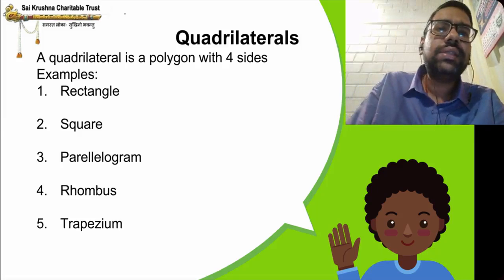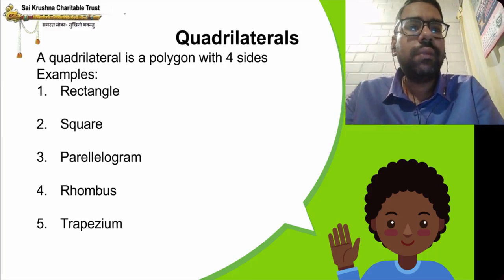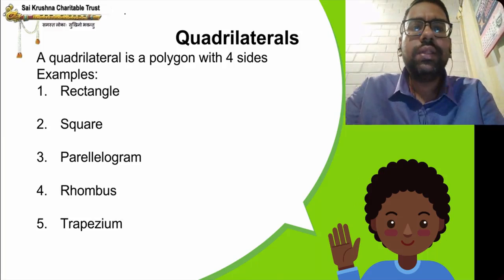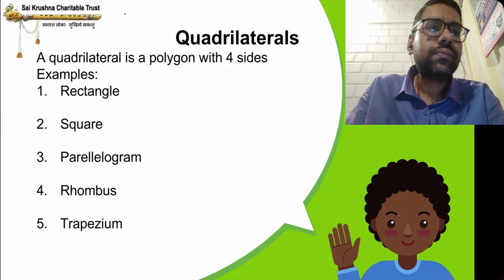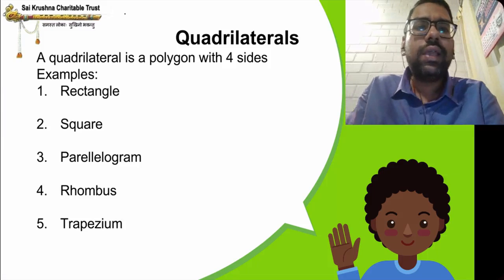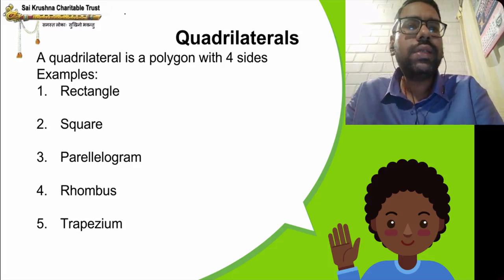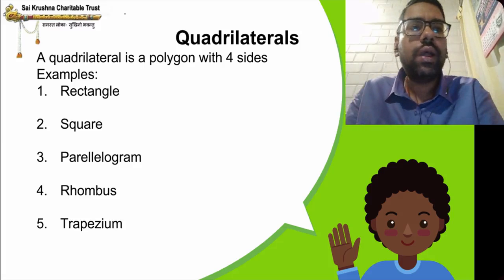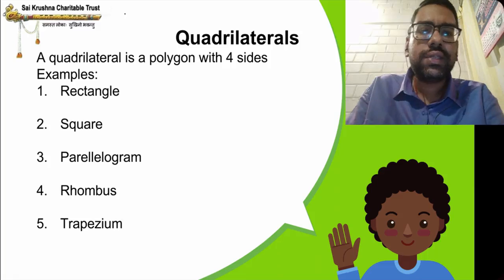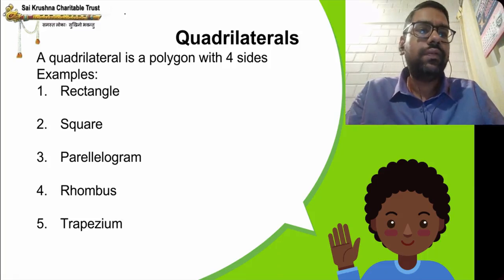What are the examples of quadrilaterals? Rectangle. What is the property of a rectangle? Opposite sides of a rectangle are equal. Square, all sides are equal. Okay, the angle formed is 90 degrees. Parallelogram, sides are parallel to each other. Rhombus, a rhombus is also a polygon with four sides. Trapezium, a trapezium is also a polygon with four sides.